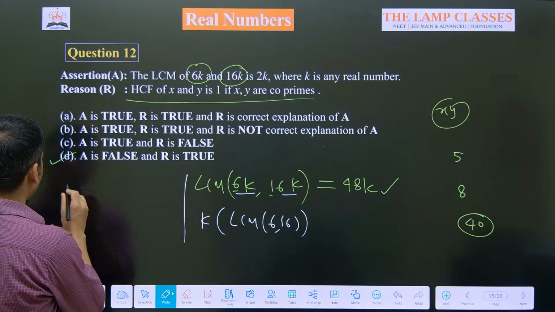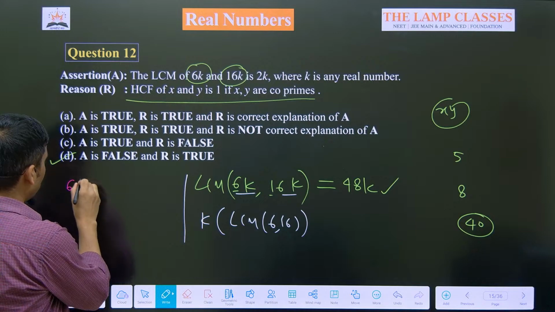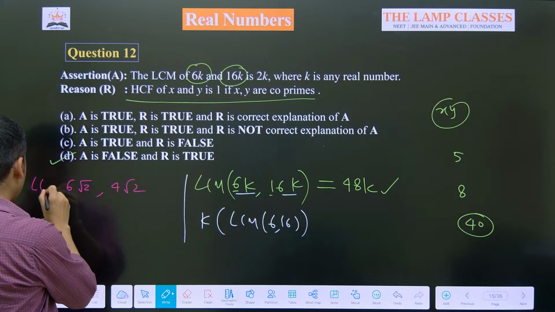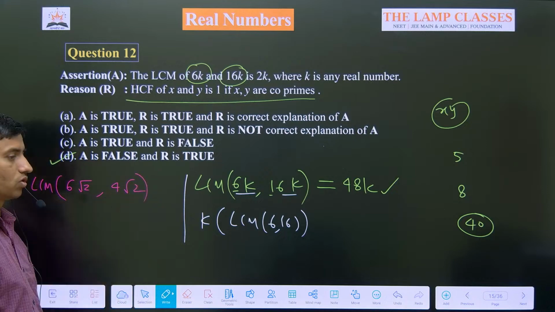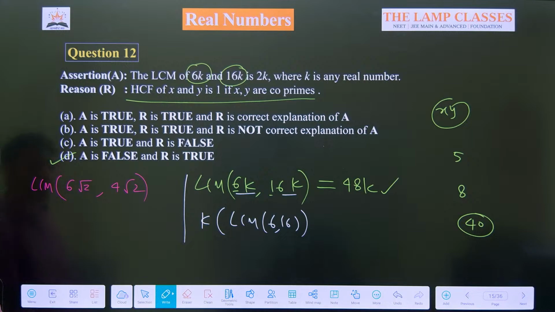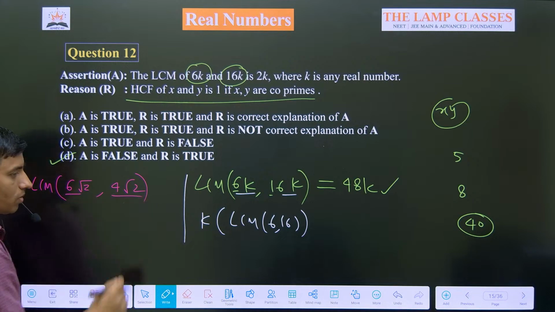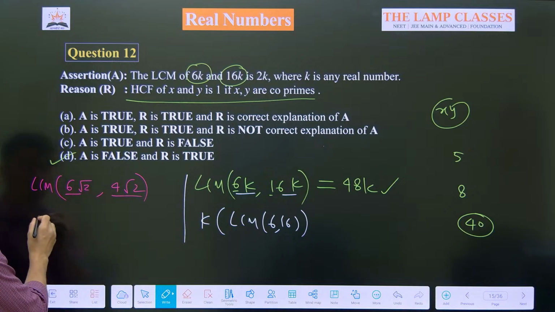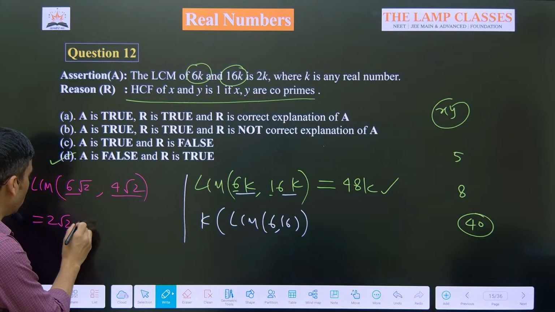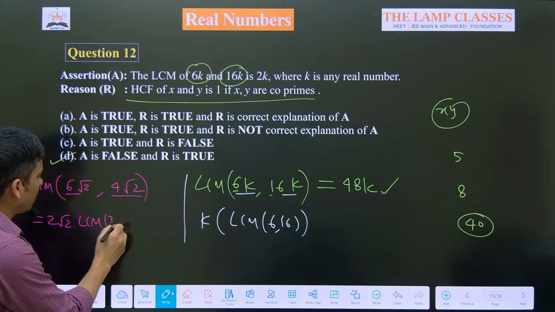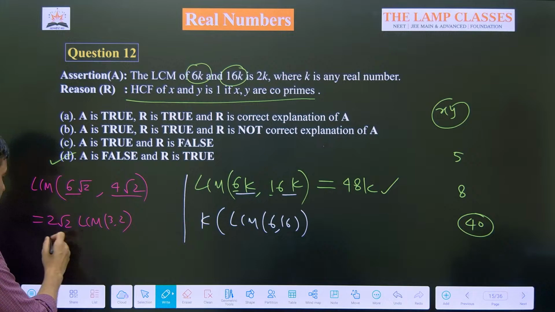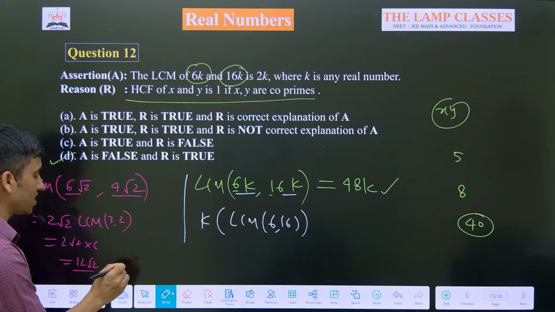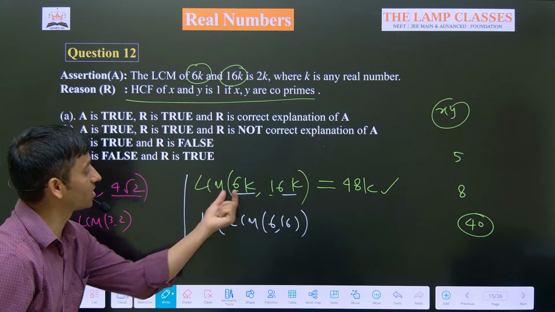If I ask you to find the LCM of 6 root 2 and 4 root 2, though they don't ask questions like that, what do we do in that case? Can you check anything in common in both of them? You can clearly see 2 root 2 is common. That means K is 2 root 2 here. So this can be written as 2 root 2 and then LCM of 3 and 2. What is the LCM of 3 and 2? That's 6, right? So 2 root 2 into 6. So we can find even the LCM of irrational numbers with the help of this concept.